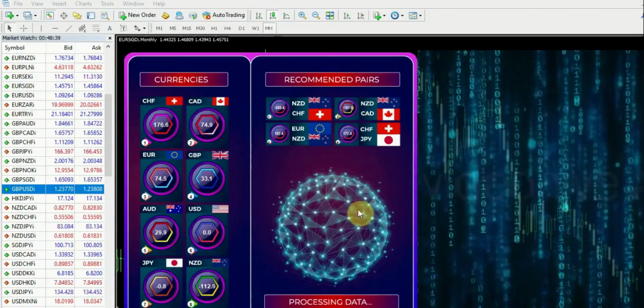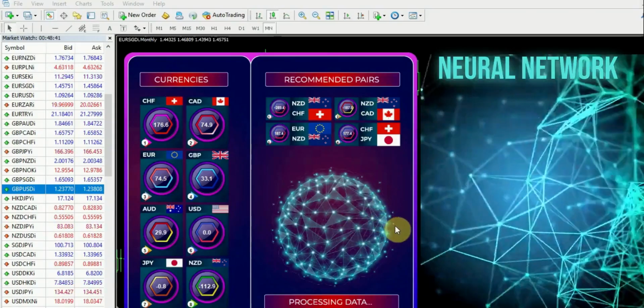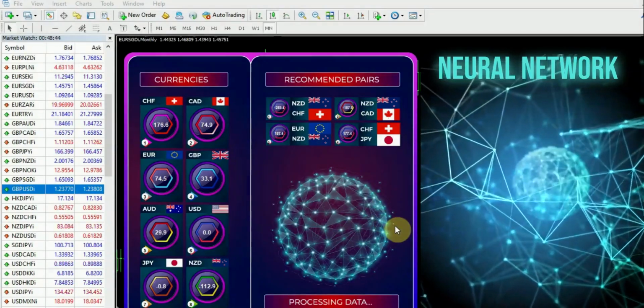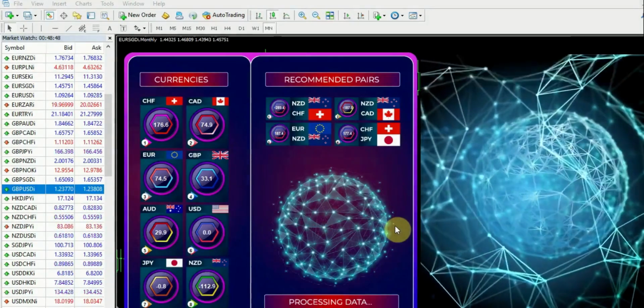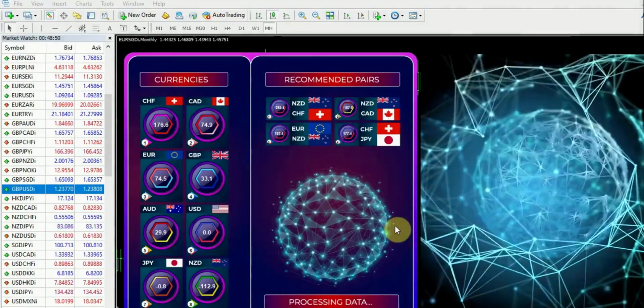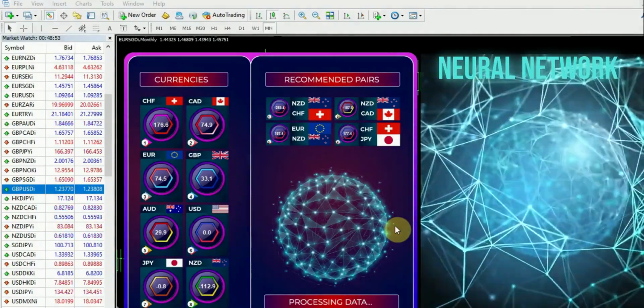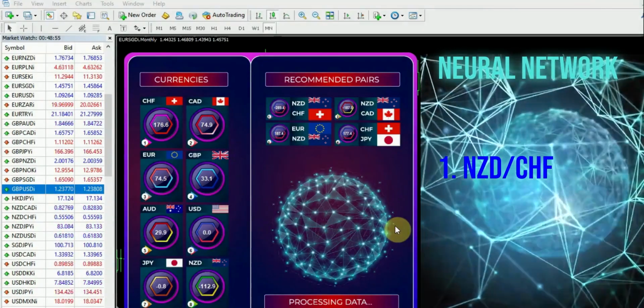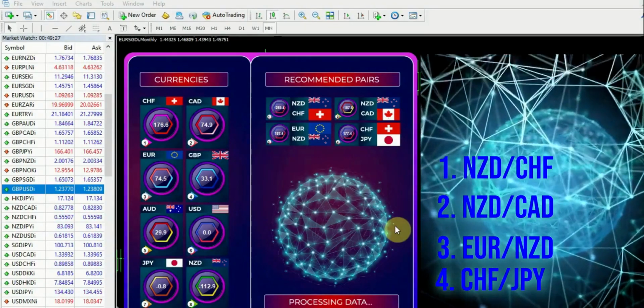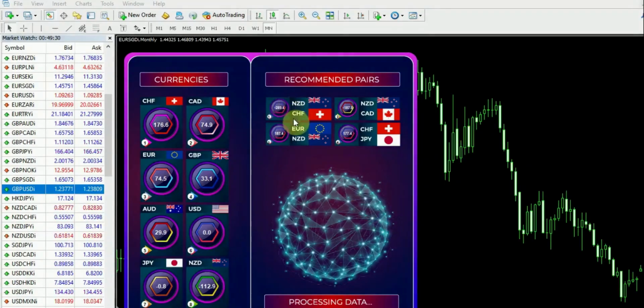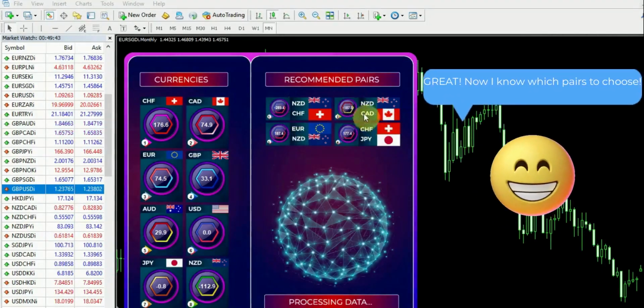This right here is the neural network, and it's currently active and processing data to determine the best currency pairs to trade. It calculates various data points from the past week, current week, and also last month, and the algorithm assigns values of 1, 2, 3, and 4 to the recommended currency pairs. Right here you can see it recommends NZD Swiss, NZD CAD, Euro NZD, and Swiss JPY, okay? By clicking on any one of these pairs, it will pull up that chart for you.